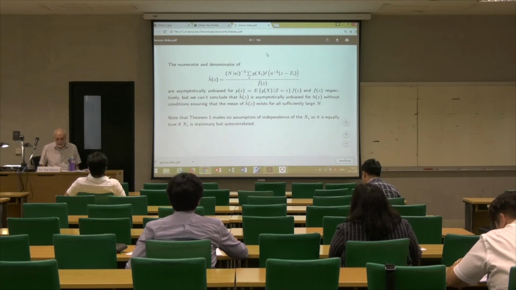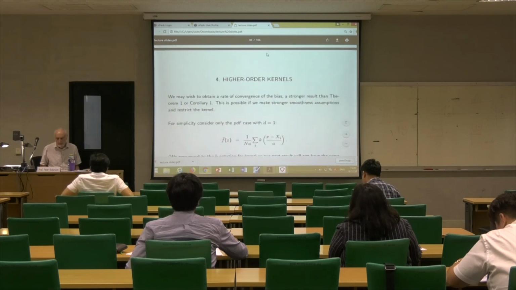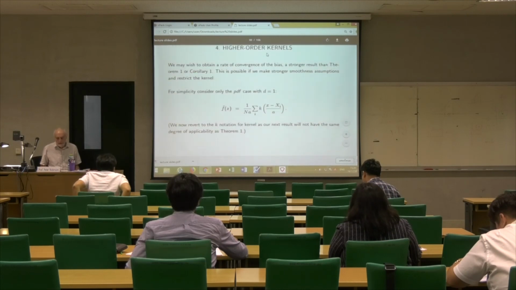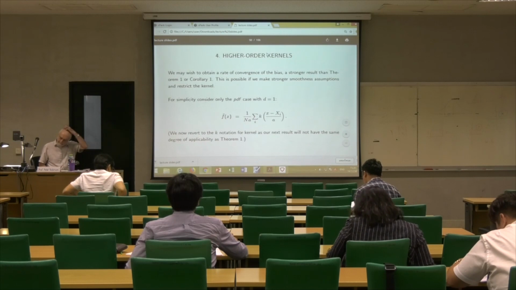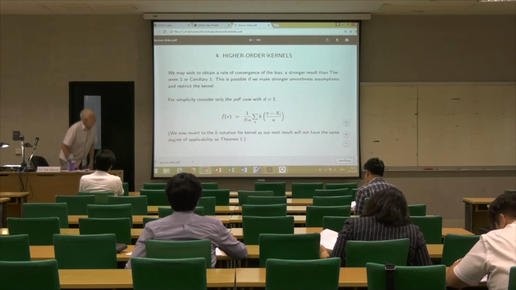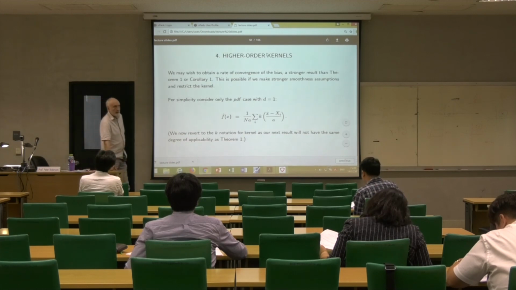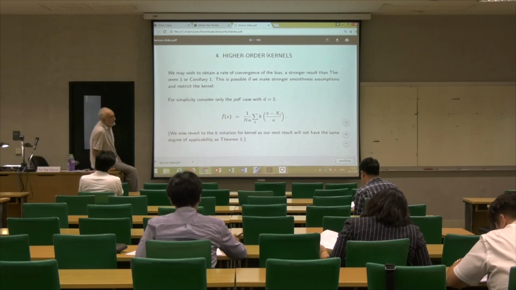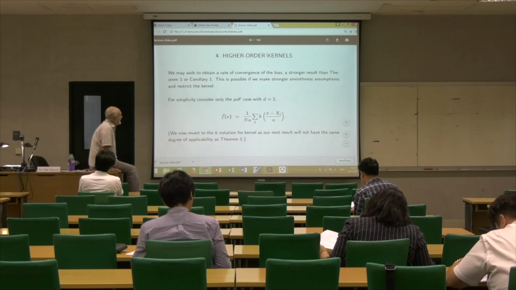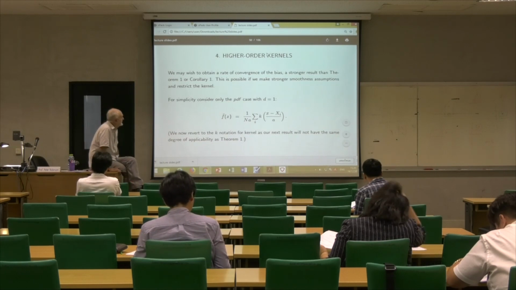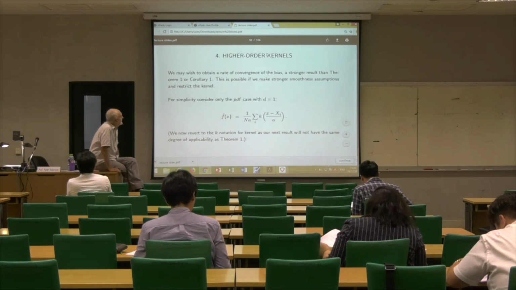Okay, so, all right, the higher order kernels. A reason I'm talking about these is because they're quite important in some of the results in semiparametric estimation, it turns out.